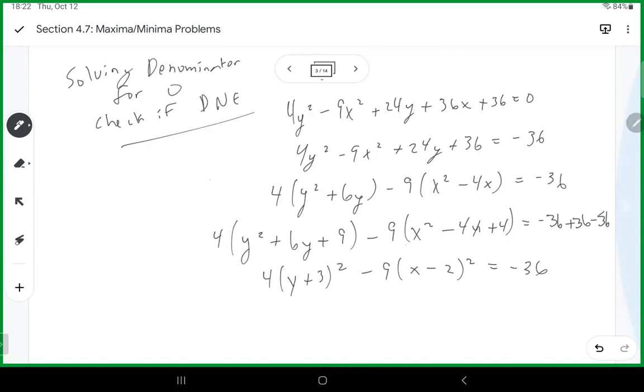All right. So dividing both sides by a negative 36, we get the following equation in standard form, which would be x minus 2 squared over 4 minus y plus 3 squared over 9 equals 1. So we want to notice that point 2, negative 3 is the center of a hyperbola.